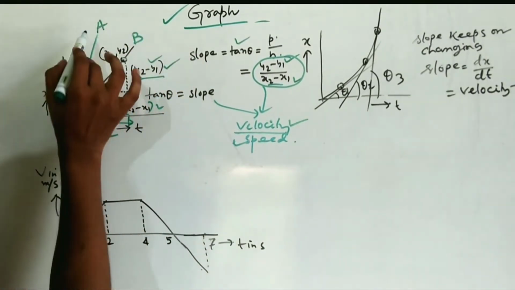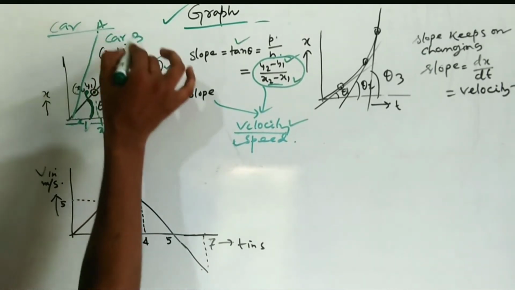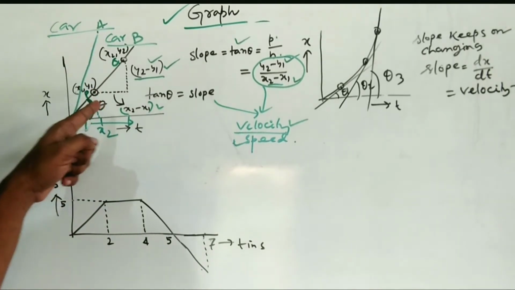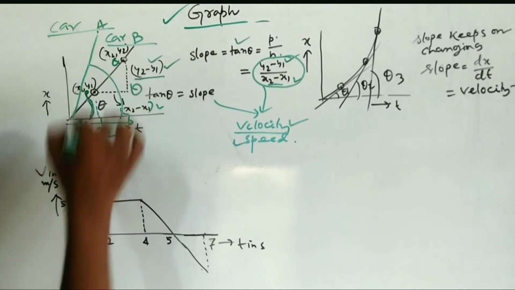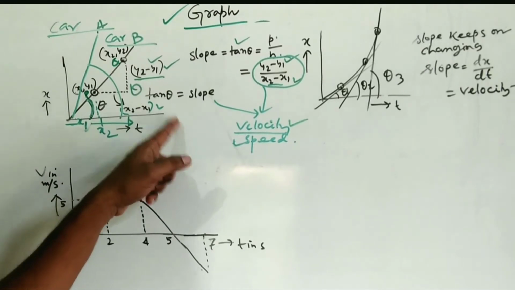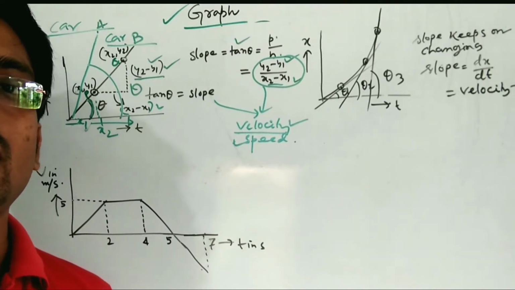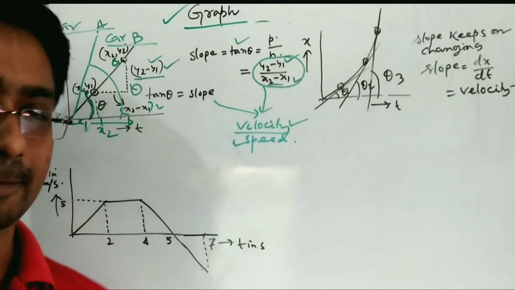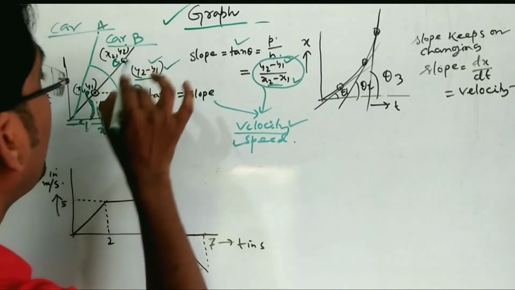Now, suppose this is the curve of a vehicle, car A, and this is car B. So car A and car B, this is an xt graph. Which car is moving faster? What will be the answer? Car A is moving faster, because it makes the greater angle with respect to car B. So the angle made by the graph, that is tan theta, signifies velocity, and the velocity is higher if the theta is greater.